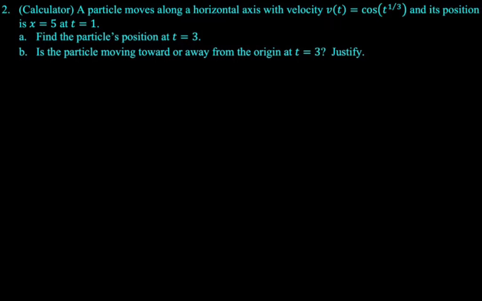All right, next up. A particle moves along a horizontal axis with velocity v of t, which is cosine of t to the 1/3, and its position is x equals 5 at t equals 1. All right, and this is all calculator. So find the particle's position at t equals 3. I'm going to rearrange the fundamental theorem to get this. So I'm going to say that x of 3 is going to be what we started out at, which is x of 1, plus the displacement, so the integral from 1 to 3 of v of t dt.